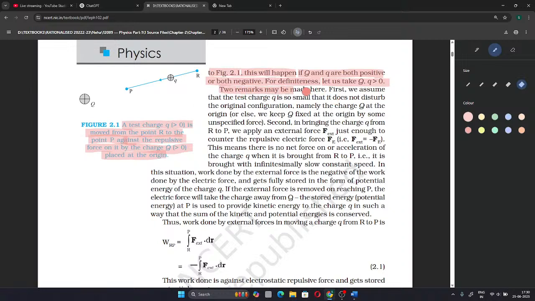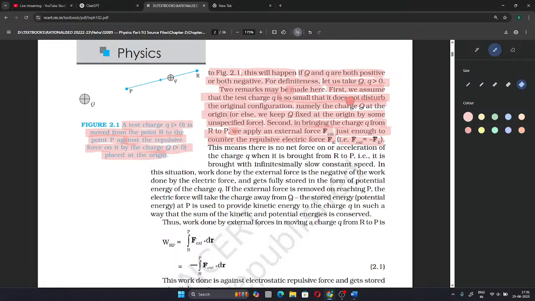Two remarks may be made here. First, we assume that the test charge q is so small that it does not disturb the original configuration, namely the charge Q at origin, or else we keep charge Q fixed at origin by some unspecified force. Second, in bringing the charge q from R to P, we apply an external force F external just enough to counter the electric force Fe. That is, F external equals negative Fe.